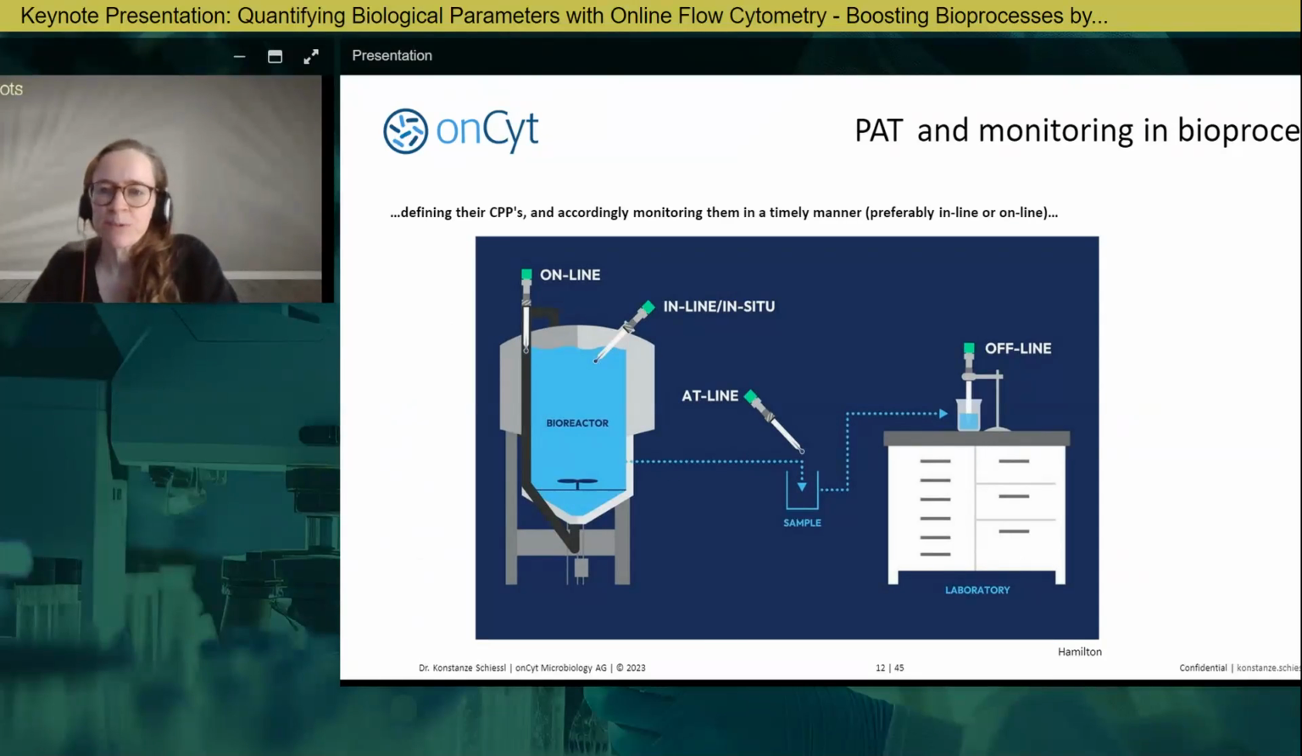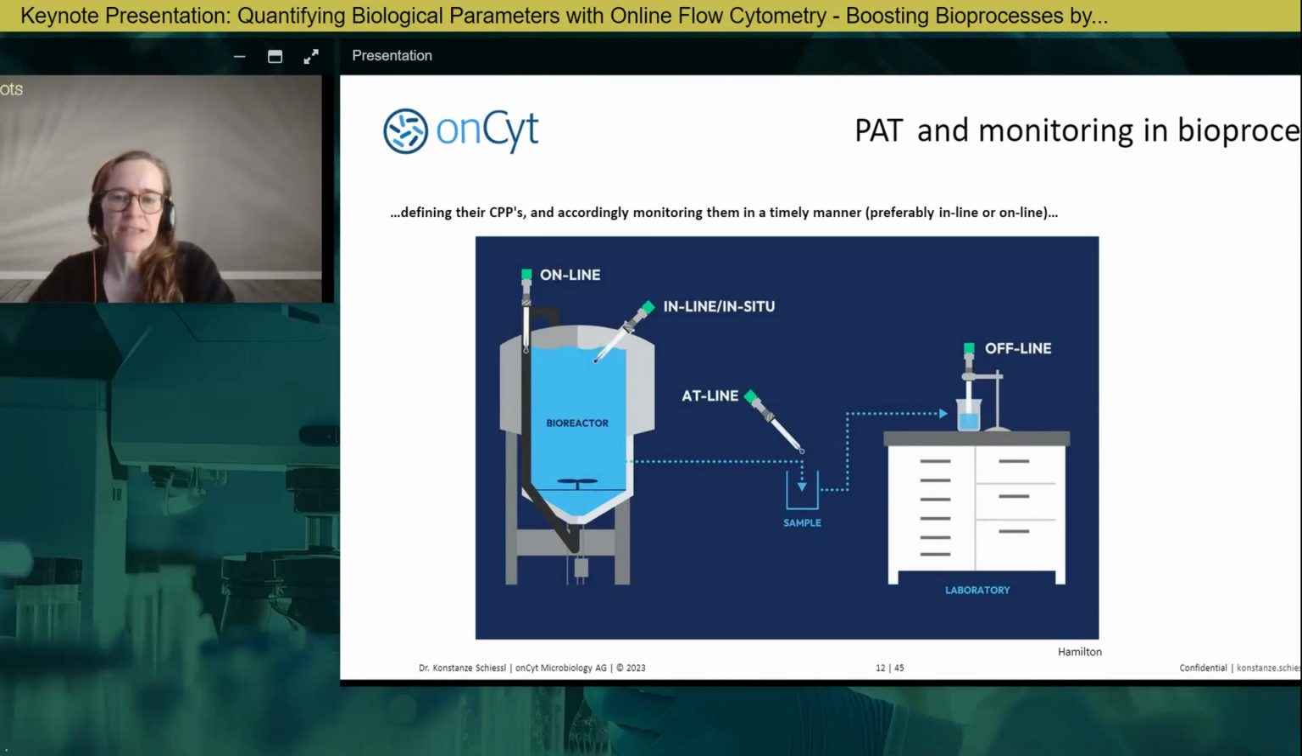I wanted to add one quick slide because I don't know if everyone understands when I talk about online. Many people think of online like the internet, but here in this PAT concept, it's also about a way of measuring. So there are different types of measurements around a process. So for example, here we have a bioreactor, and you see in the schematic what these different types of measurements are. So on the right, you see an offline measurement.